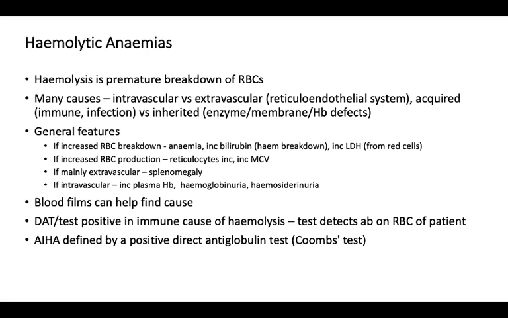If the hemolysis is mainly extravascular, such as if it's happening in the spleen, you might get a splenomegaly. If it's mostly intravascular, you might get an increase in plasma hemoglobin because it gets released within the vessels, and you might also get a hemoglobinuria or a hemosiderinuria when the blood gets filtered by the kidneys.